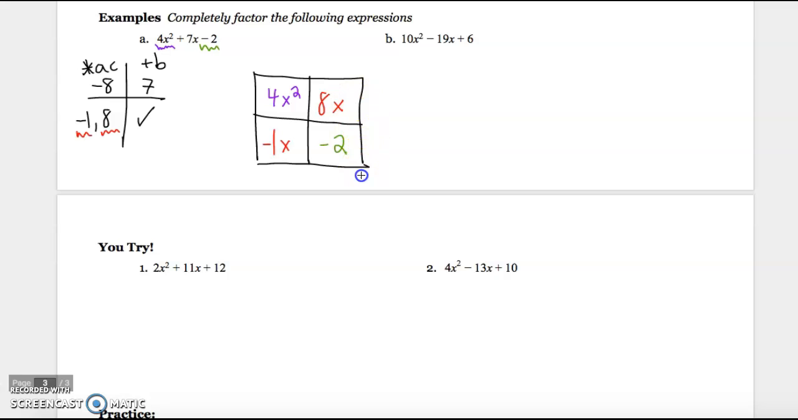Okay. So now I'm going to do GCFs of each column and each row. In this far right column, what greatest common factor is between 8x and -2? Well, that would be a 2. Yep. Between 4x squared and -1x would be an x. And then I can do my rows. Between 4x squared and 8x, I believe that's a 4x. And then between -1x and -2, that's a -1.